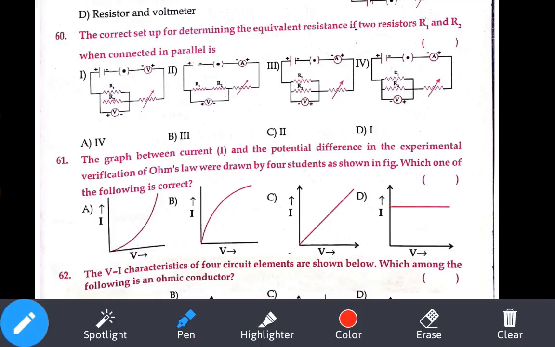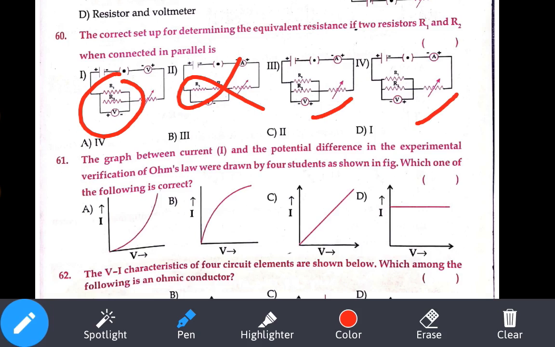Let's see the next question. 60th question, very interesting one. The correct setup to determine the equivalent resistance if two resistors R1 and R2 are connected in parallel. Parallel means what? There should be two paths. Observe here, okay, two paths are there. Here only one path is there, so the diagram is wrong. Here also. Now let's see which is correct.